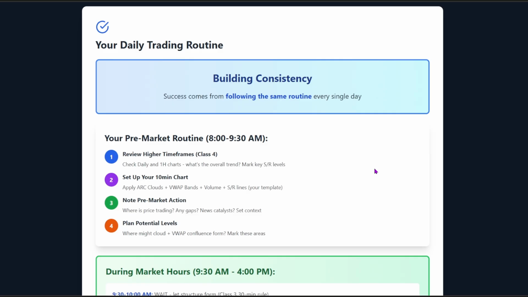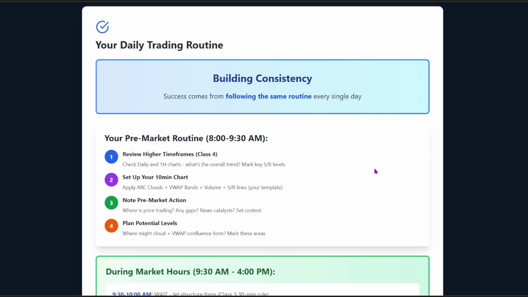You look at the 1 hour candles, see where the resistance is, see where the support is, and what the overall trend is. Remember, guys, higher highs, higher lows, lower highs. You're going to be able to have a plan before going into the market. You're going to want to set up your 10-minute chart. Remember, you're always waiting for that 10-minute confirmation when getting into a trade. So apply the arc clouds, apply the VWAP bands, look at the volume, look at your support and resistance lines. This is your template, guys.